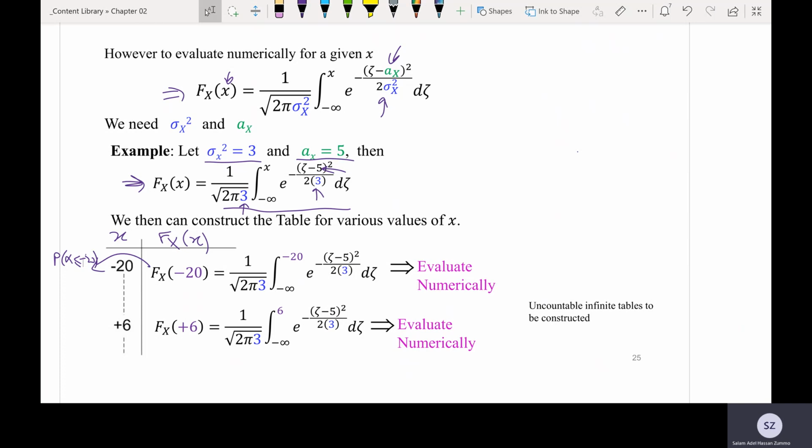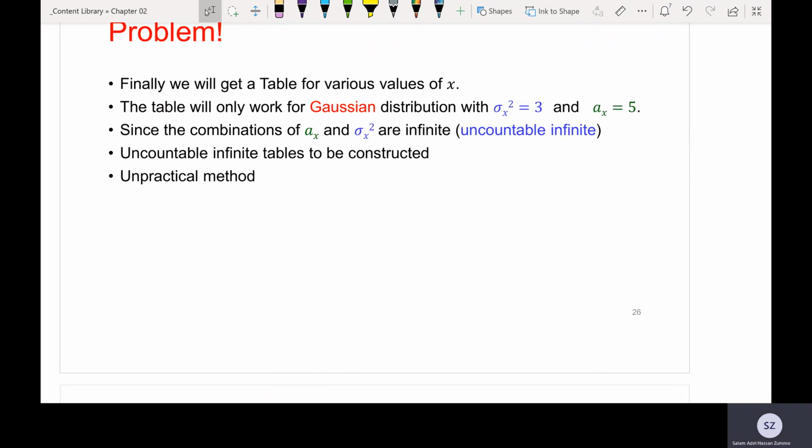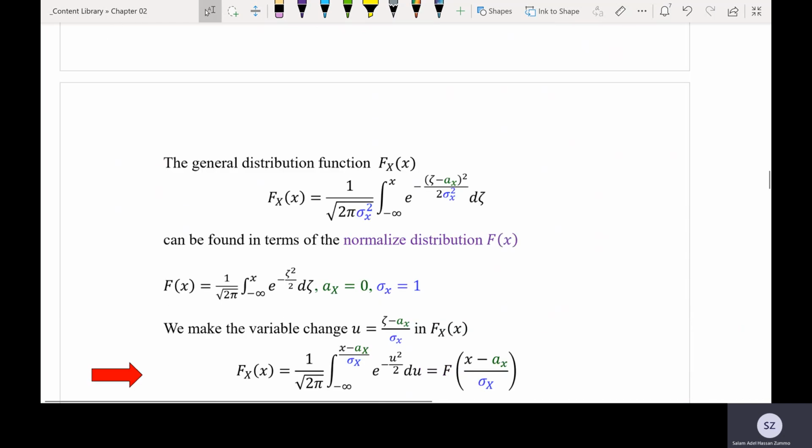I find the table. So, what if I have another problem with a Gaussian distribution, mean equal to minus 7 and variance equal to 100? I need to plug in minus 7 and 100 and do this again and again and again. How many tables do I need? I can't remember tables, right? So because of that, we go with what we call the normalized Gaussian distribution.